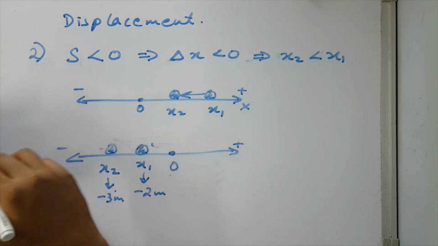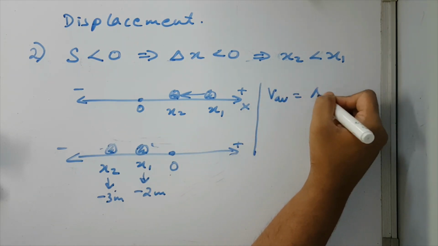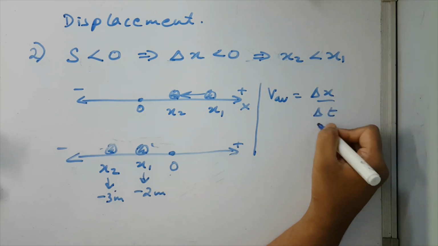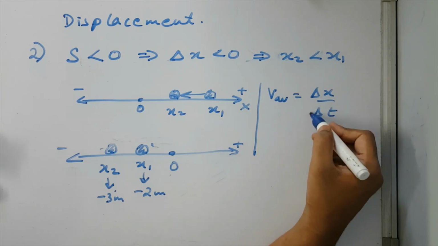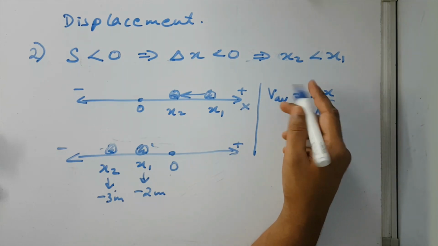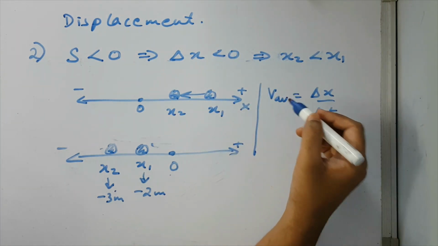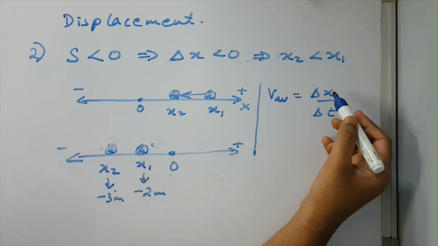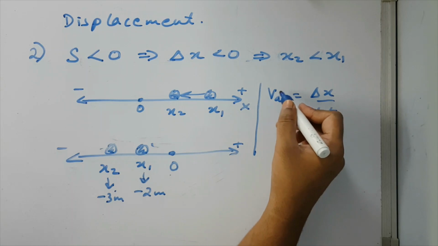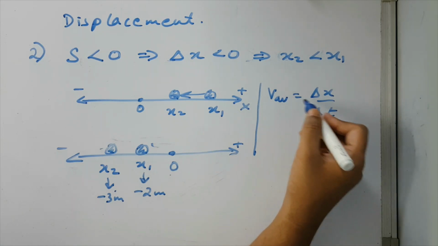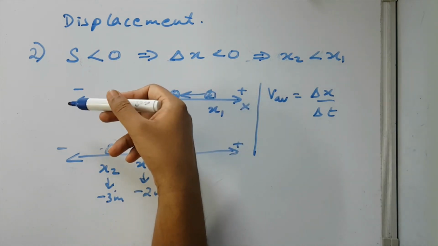So what is average velocity? Average velocity is delta x by delta t. You know that delta t is always positive, so if delta x is positive, v average is positive. If delta x is negative, v average is negative. So whenever I say that the average velocity of the particle is positive, you need to realize that its displacement is positive. And if I say the average velocity of the particle is negative, it means its displacement is negative. And you know, when the displacement is negative, it is moving towards the negative direction.